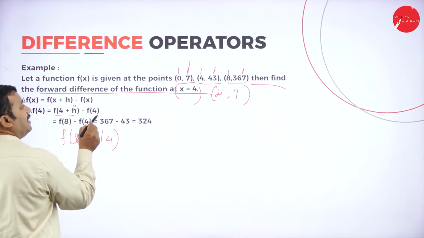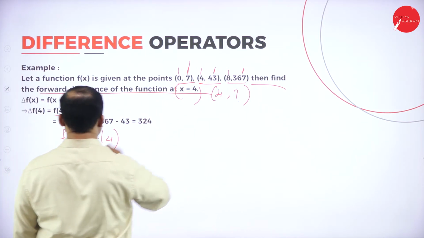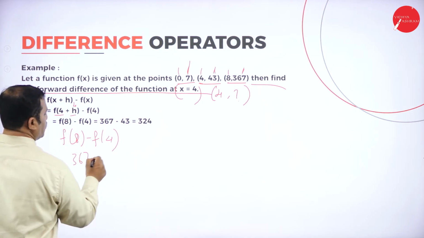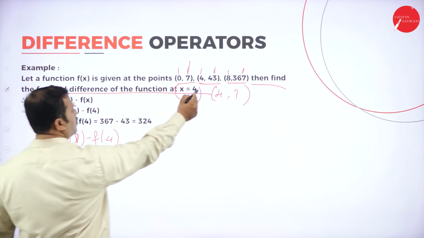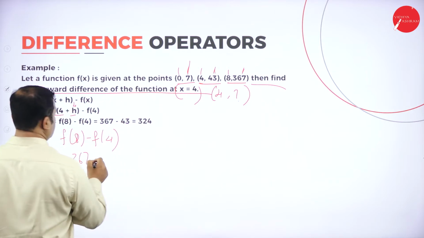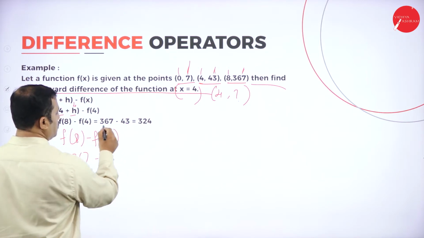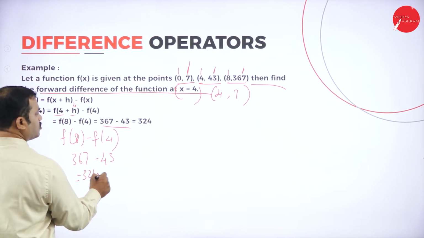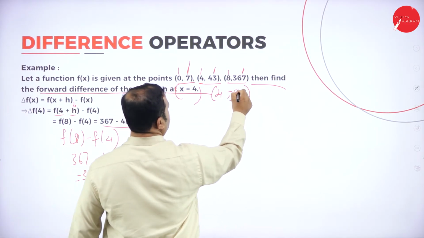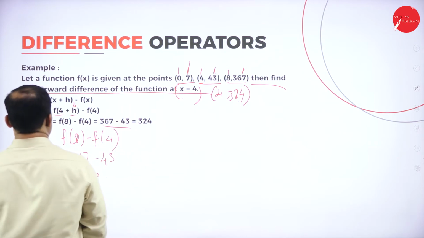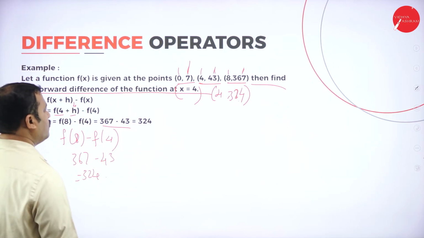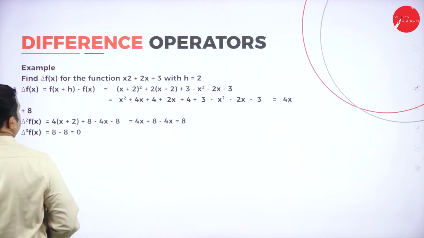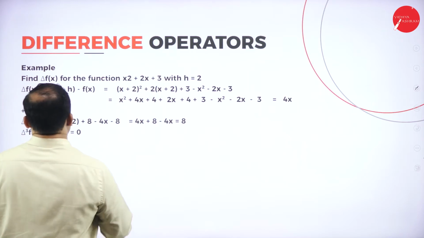What is f(8) here? 367. So 367 minus f(4). What is f(4)? It is 43. Same thing, which yields the value equal to 324. So this is the value 324, that is Δf(4). This is how we are going to calculate.